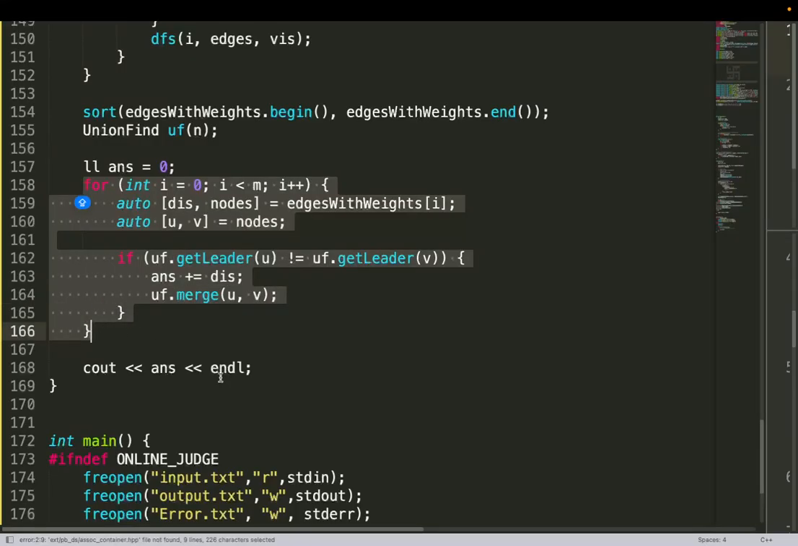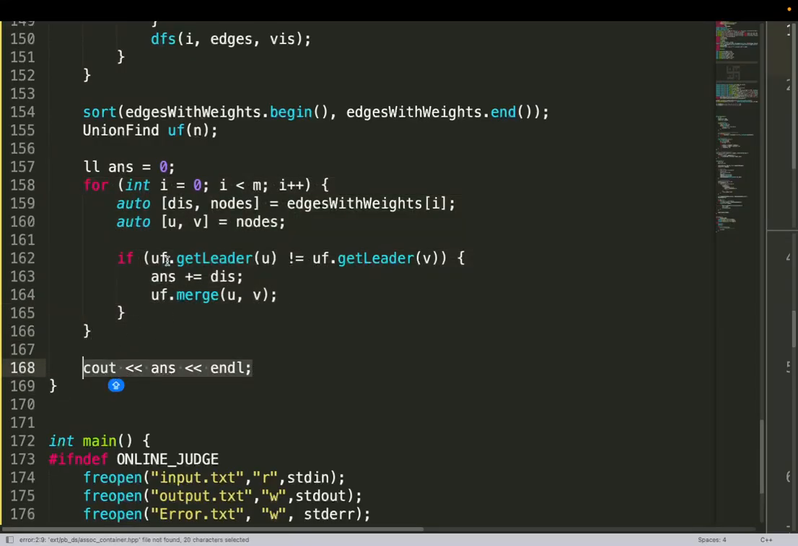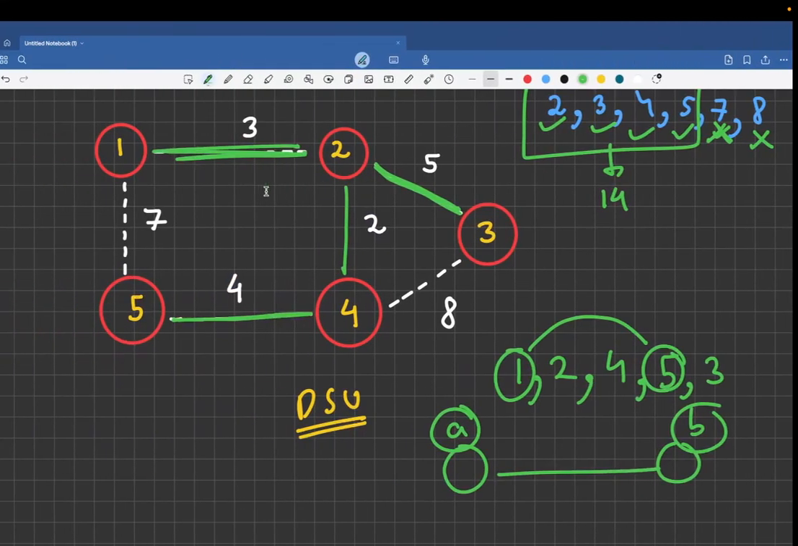At the end of this, I am simply printing out this answer, and I am pretty sure that this answer will be the minimum one, such that every node is connected to every other node. So this was a basic implementation of Kruskal's algorithm. I hope all of you understood it. Thank you.